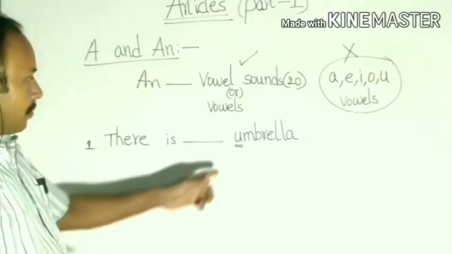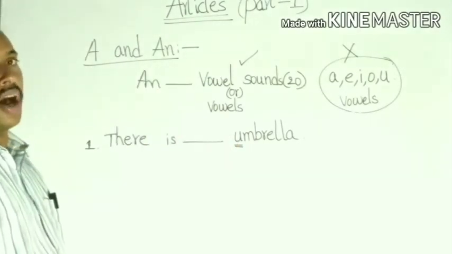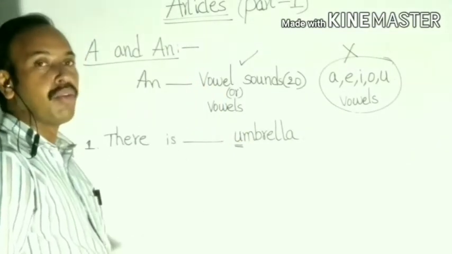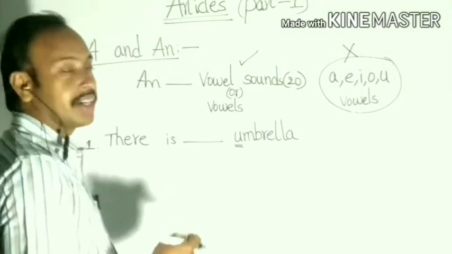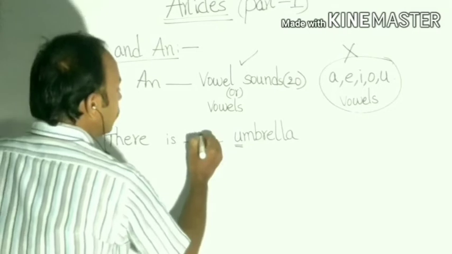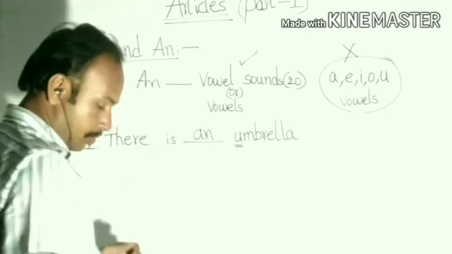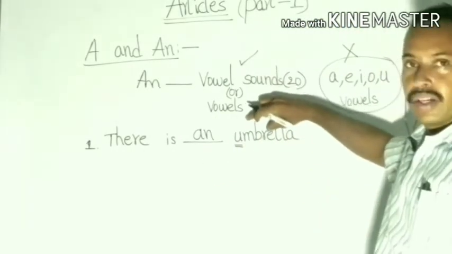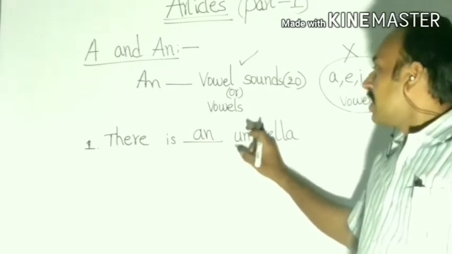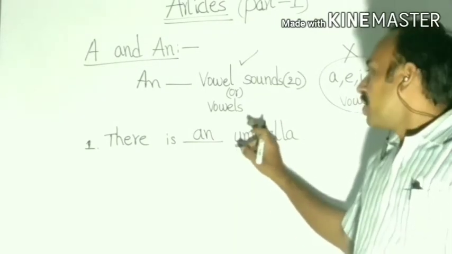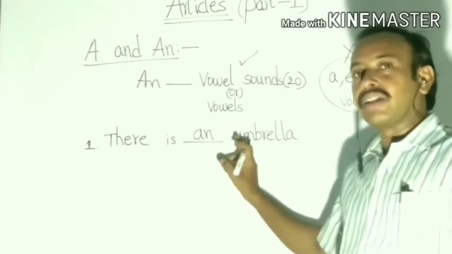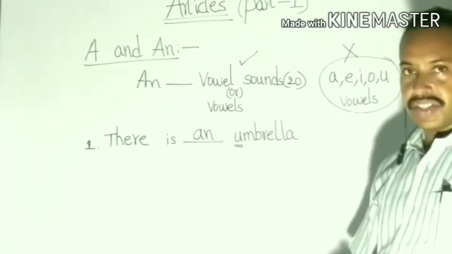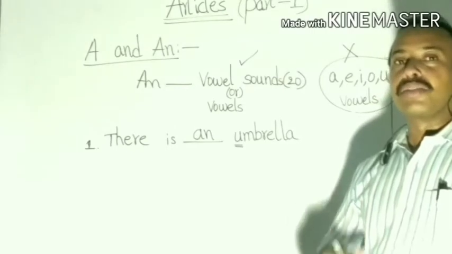To get the correct answer, first of all look at the very first sound of this word, umbrella. It is a vowel sound, one of those 20 vowel sounds that I have explained until now. So 'an' should be your answer. So, there is an umbrella. You have to look at that word, look at the very first sound of that word, and check whether it is a vowel sound. If it is a vowel sound, you take 'an'. Otherwise, you take A. That is the way to answer these questions.